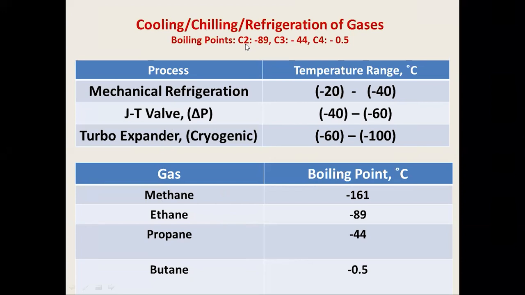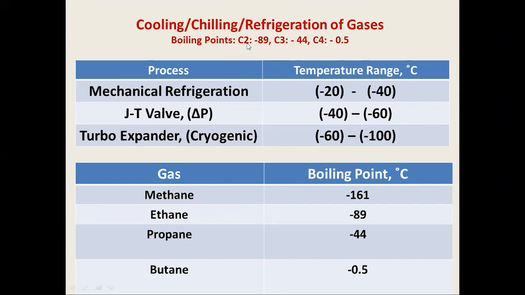Now watch this. C2 needs minus 89 to get it liquefied. So mechanical refrigeration cannot get C2 as a liquid. The JT valve cannot get C2 as a liquid, because C2 boiling point is minus 89. You will have to get to minus 89 and lower to get the ethane as a liquid.